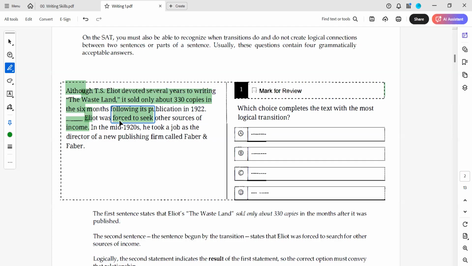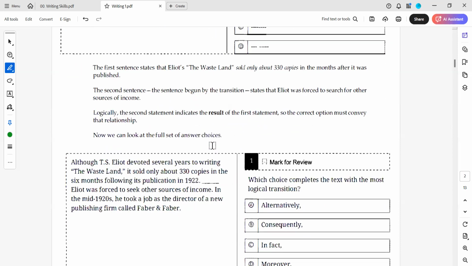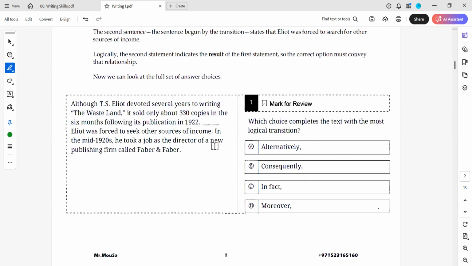So here we have it. In that case, we just need to determine the relationship. We said it's cause and effect. Okay. Everyone, here you have the full question, including the four answer choices now.